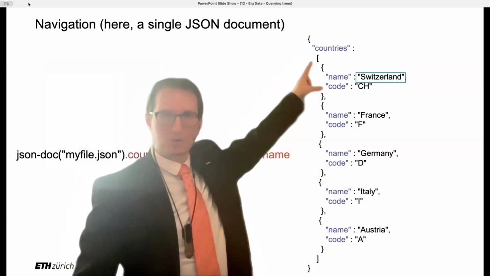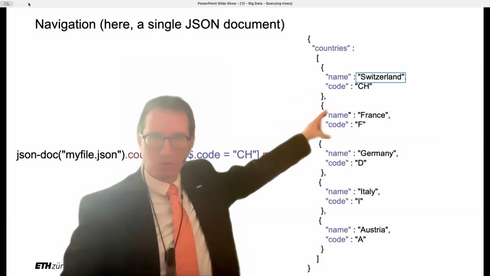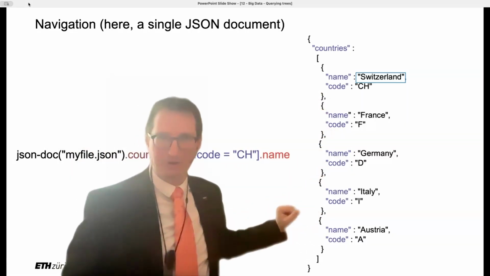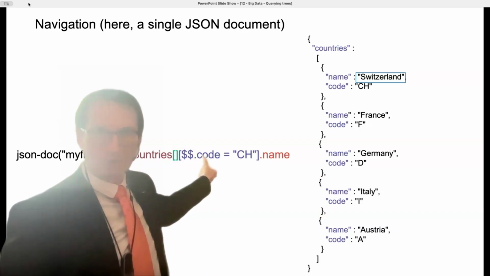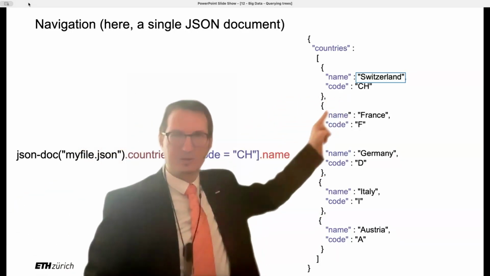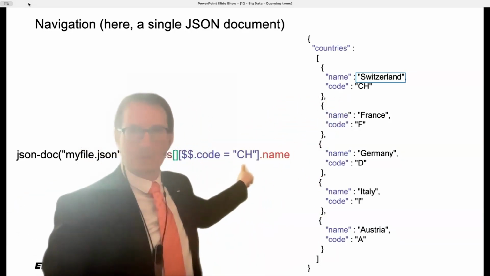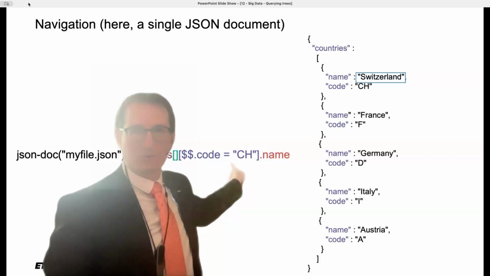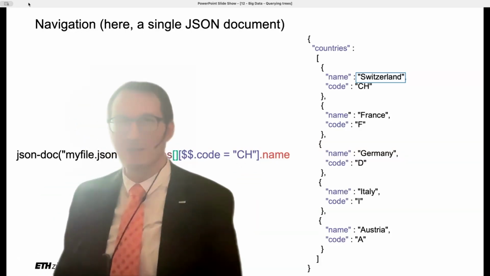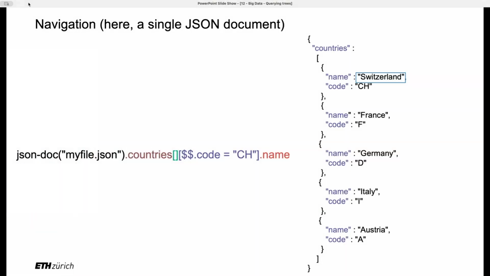$$ is just the placeholder for the current item being evaluated. The first time, this is $$. The second time, this is $$. The third time, the fourth time, the fifth time. And if you evaluate $$.code here, you find CH. As I told you, it's an existential quantification, but here it's an overkill because there's only one object on the left and on the right, right? Because you're doing one object at a time.